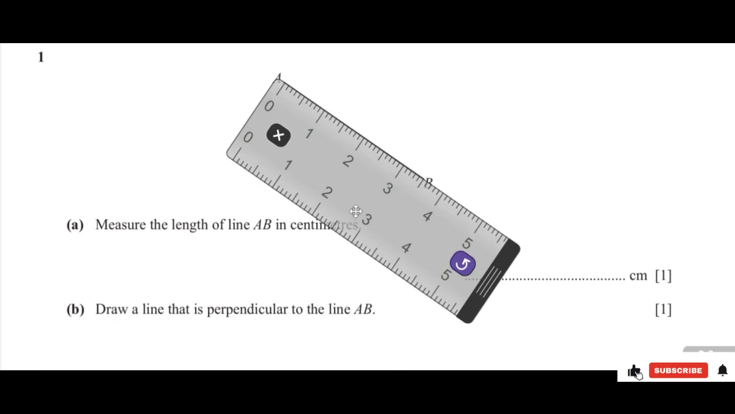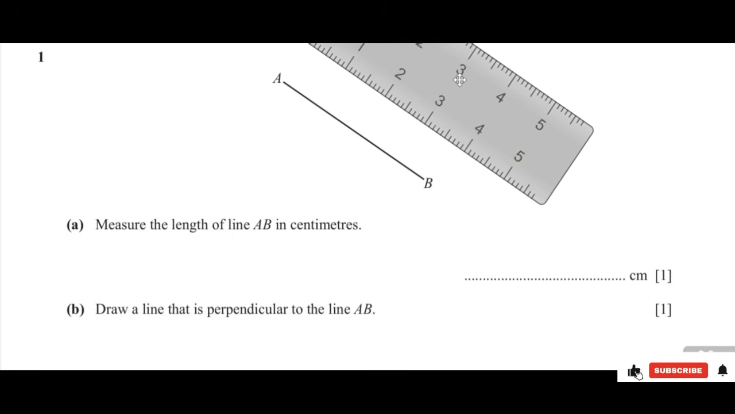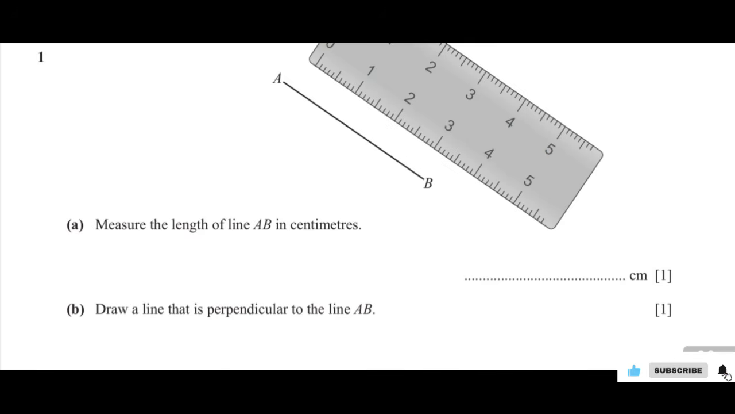Okay, but in the marking scheme, the answer is 4.7 centimeter. It might be because I zoom in or zoom out the paper, but this is how you have to measure the length of the line in terms of centimeters. Just use a ruler and measure the length of the line, right? So the main thing is I want you to understand how to measure the length of this line. Okay, so the length of this line is 3.5 centimeters. Right, now for part B, draw the line that is perpendicular to the line AB.